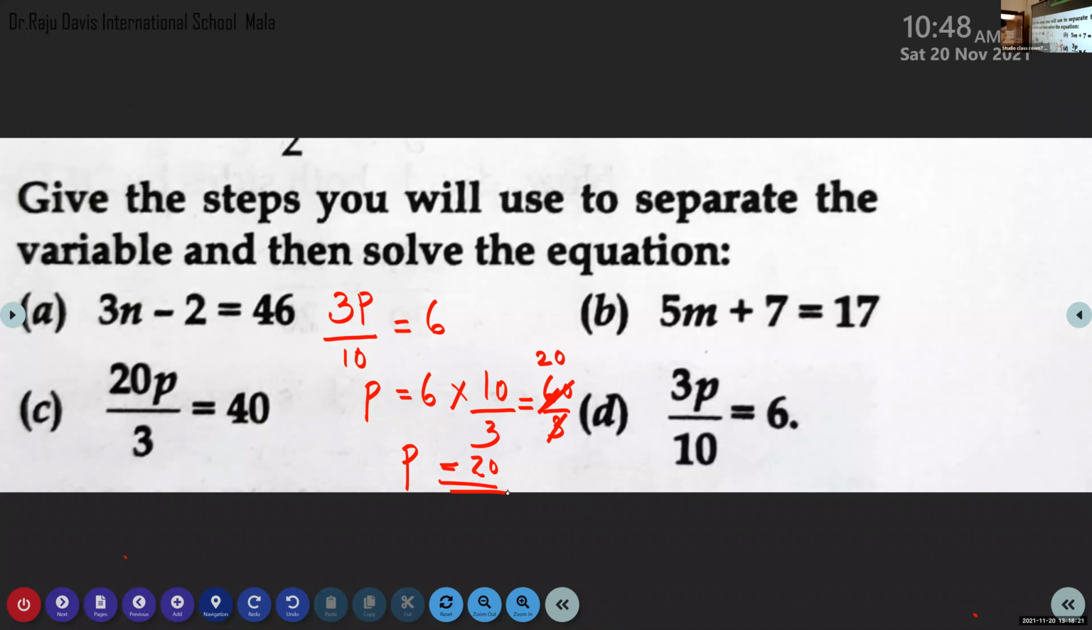Okay. If you want, you can check. You put 20 here. Instead of P, it is 20. So 3 into 20, it is 60, no? 60 by 10. What is it? 6. Correct. You got the right hand side. So your answer is correct. P is equal to 20 you will get.